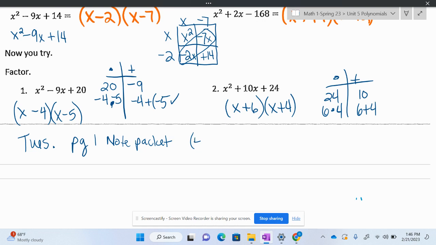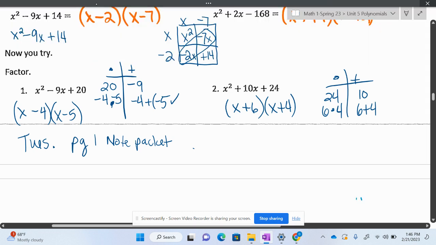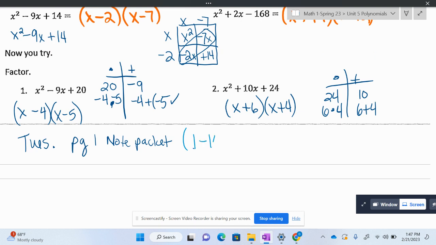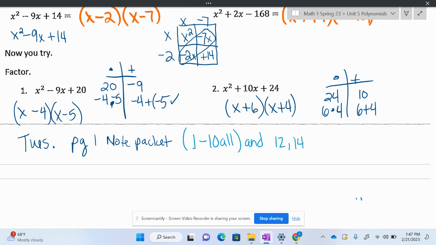Page 1 of your note packet. You're going to do 1 through 10 all, and you're going to do 12, 14, 16, 18, and 20. Okay, page 1 of your note packet, 1 through 10 all, and then 12, 14, 16, 18, and 20.